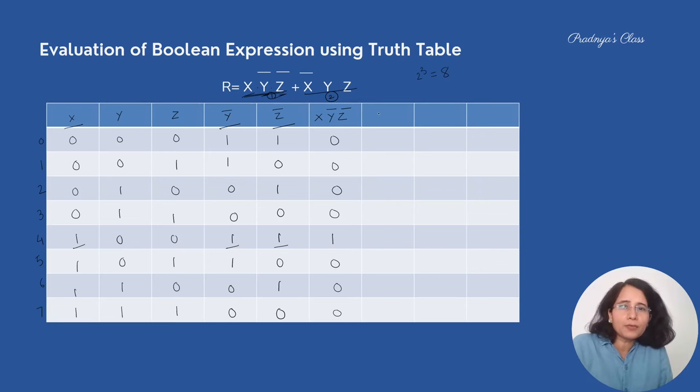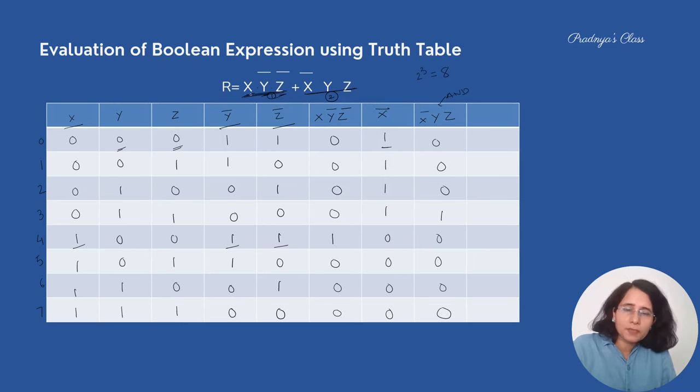To evaluate this, we need to calculate x bar first. So in the x column, we have 4 times 0 and 4 times 1. So the complement of it will be 4 times 1 and 4 times 0. Now let's try to evaluate this term. This is x bar, y, z. So let's consider these three columns carefully and apply the AND operation on these three columns. So the first column we have to take is x bar, then we have to consider y, and we have to consider z. So be careful in choosing the columns. So 1, 0, 0 will be 0, and solve in this way.